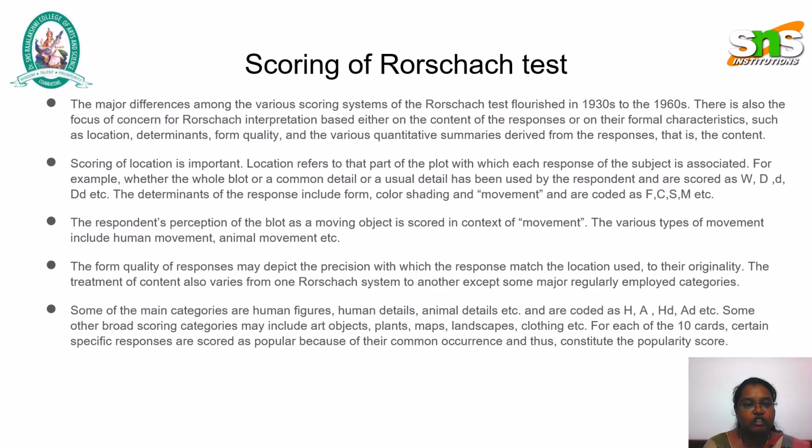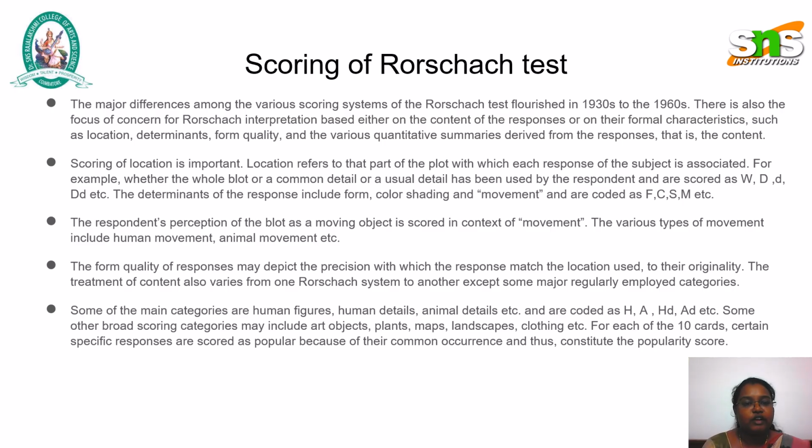Scoring of the location is important. The location refers to the part of the blot with which each response of the subject is associated. For example, whether the whole blot or a common detail or an unusual detail has been used by the respondent, and these are scored as W, D, Dd, etc.